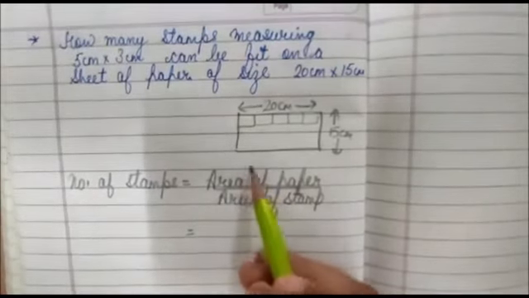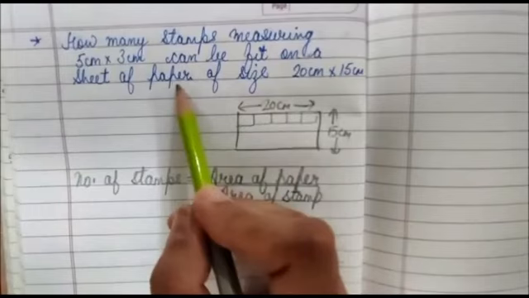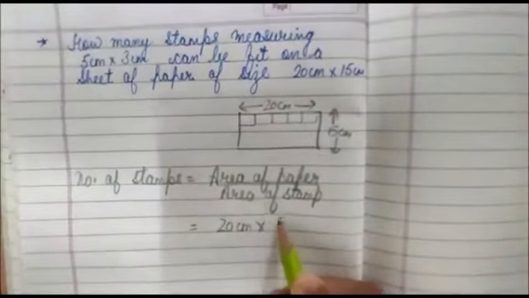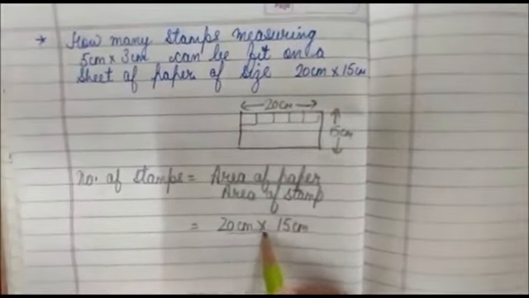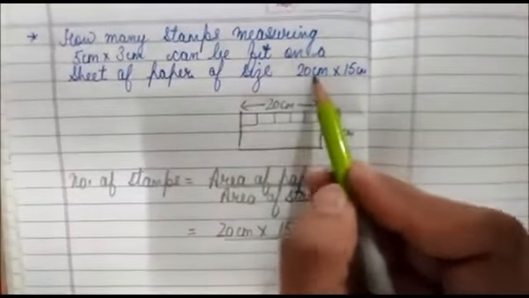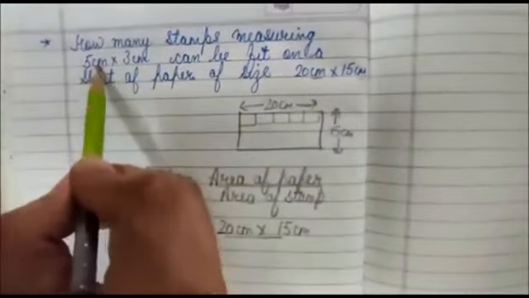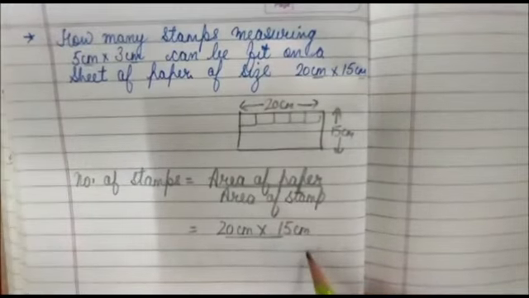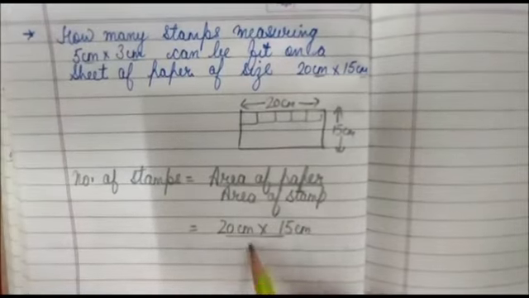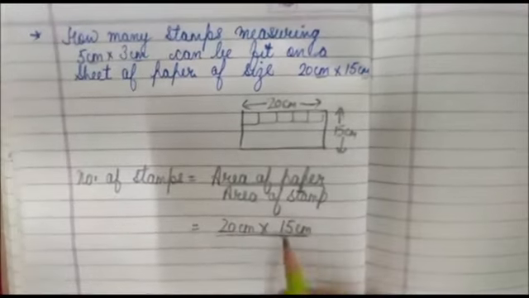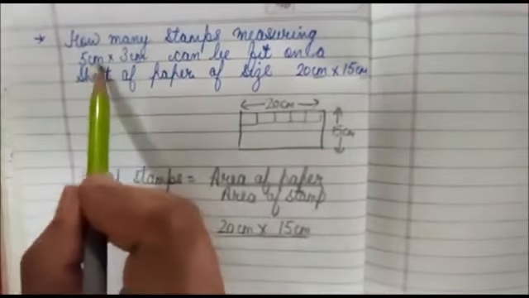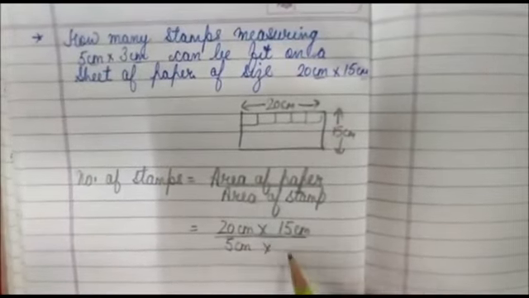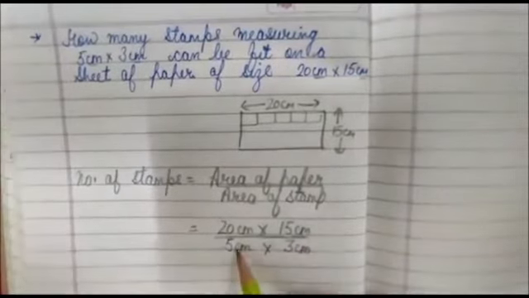So what is the area of paper given in the question? This is written here, paper of size 20 centimeter with 15 centimeter. And this we have already seen that the units are same. Here also centimeter, centimeter, and here also centimeter, centimeter. So we don't need to do any conversion here. We just have to put the values and do our cuttings and get the answer. So let's divide this area of the paper with area of stamp. So what is the area of a stamp given? It's given here 5 centimeter into 3 centimeter.